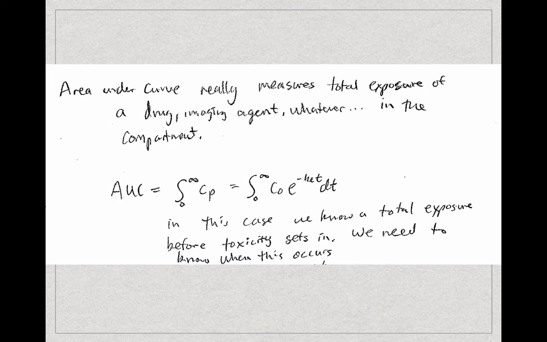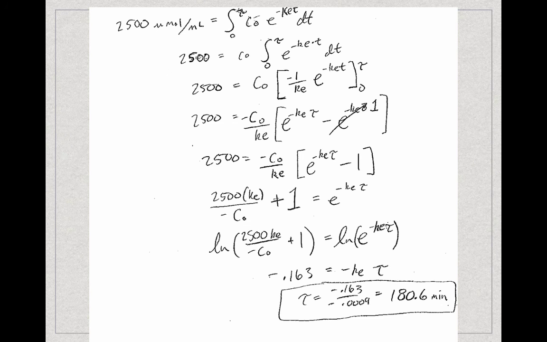So again, area under the curve really measures total exposure of a drug in the compartment. So area under the curve equals the integral of 0 to infinity of the concentration in the plasma, which equals the integral of 0 to infinity C0 e to the minus KE t dt. So in this case, we know a total exposure before toxicity sets in. And in this case, we are trying to figure out what t is. So we already know what the value for area under the curve is, and we're trying to solve for t.